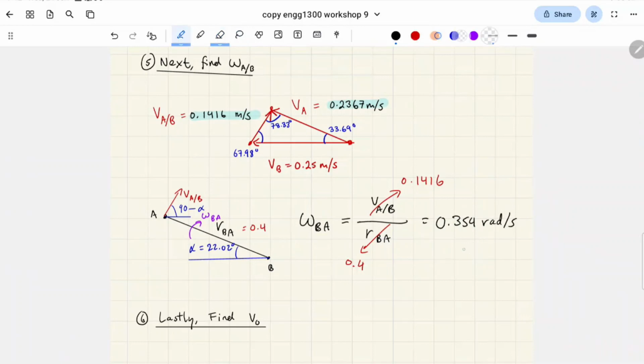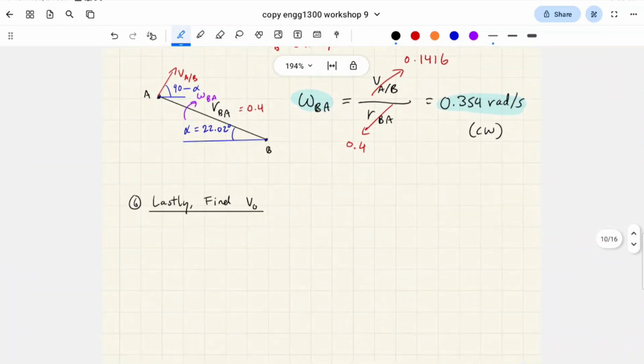So let's say clockwise for that one, right? Okay. Do you have questions? So that was us trying to find the angular velocity. Oh, sorry, I accidentally included a slash there. Of BA, right?